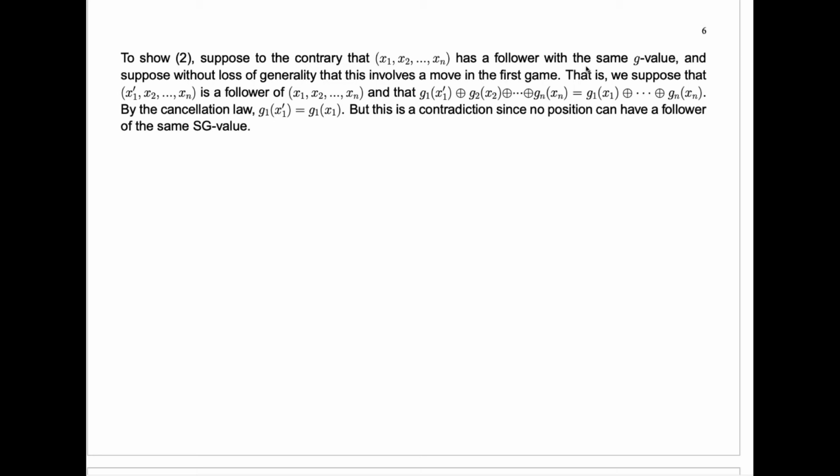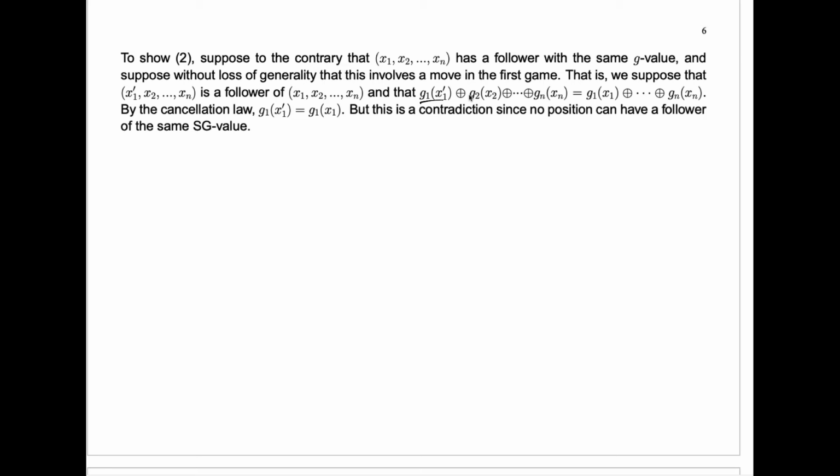We're going to show that that's impossible. So we're going to suppose it's true, and suppose without loss of generality that the move to the follower is in the first position. Everything would be the same if we're in any other position. So what does that mean? That means we're supposing that there's a follower x1 prime of x1, a way to move in game 1, such that g1 of x1 prime, nim sum with the other g's, is the same as g1 of x1, nim sum with the other g's.